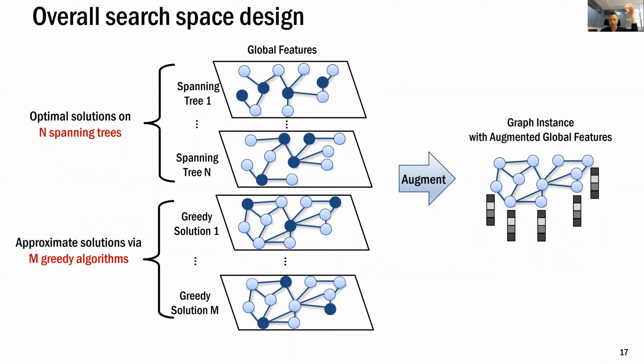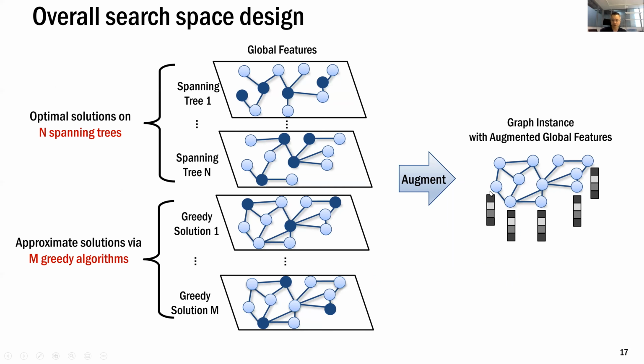So the overall picture is like this. You have your original graph, and you have these solutions. For instance, the darker node is going to be the solution present in a particular approximating structure. And then you can have several versions of spanning trees, tree approximations, and the solution of it. And you can even run different versions of greedy algorithms on your original graph. And you can also use that to augment your original graph.